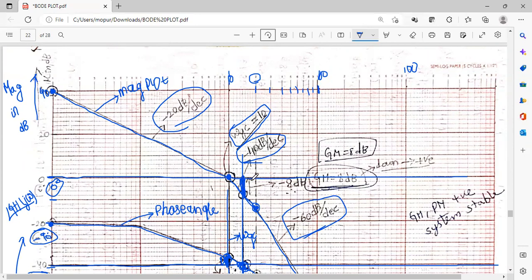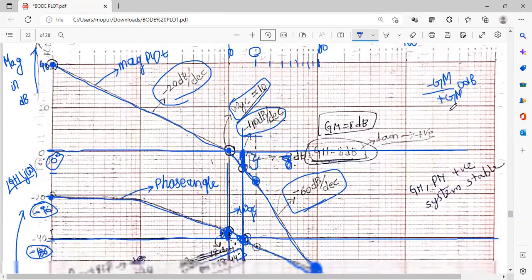Now this difference is 8. As I had already said, gain margin measured in the downward direction of 0 dB is positive, and on the upside of 0 dB, it is negative. Sorry, I misspoke earlier. So we got 8, which is on the downside of the 0 dB line. This is the 0 dB line. So we should take it as positive 8.